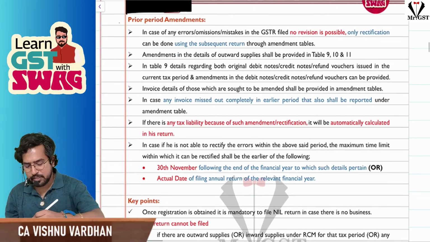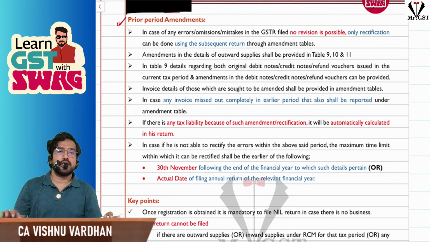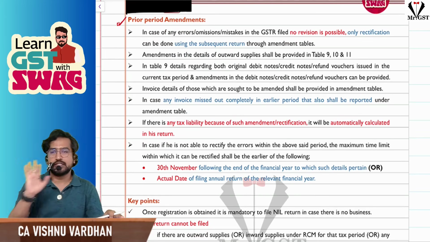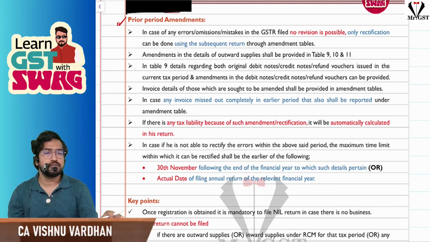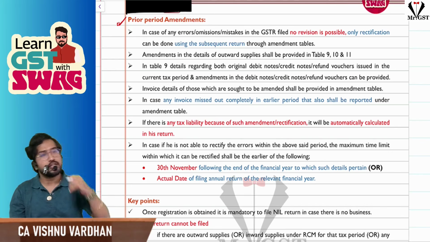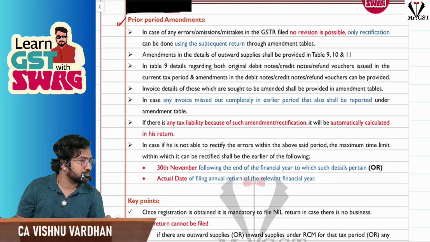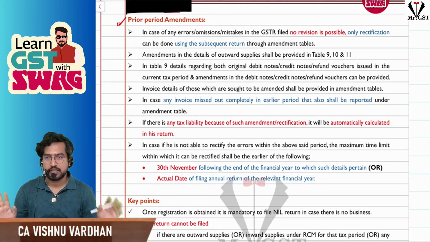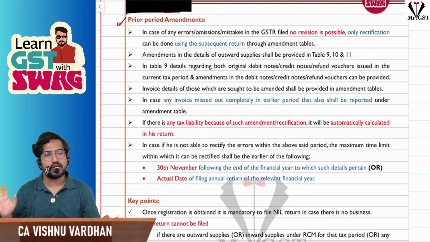Prior period amendments. You know this already. As I have already told you, any mistakes in GSTR 1, you can rectify in the next month's GSTR 1. In GST, there is no concept of a revised return. It is only rectification of errors.